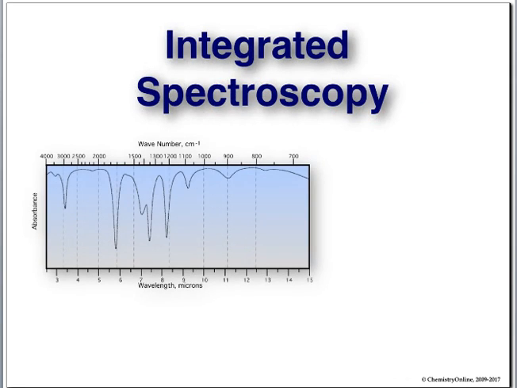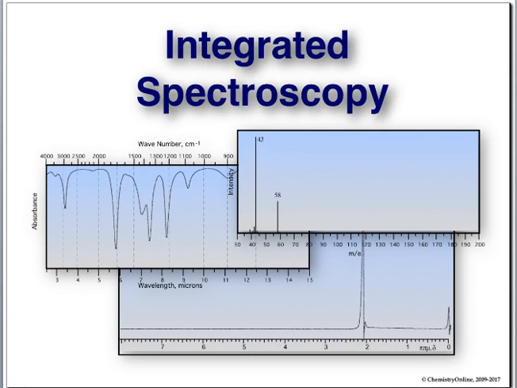All right. I like to call this integrated spectroscopy. And this is what your take-home quiz is going to look like. You're going to be given IR, NMR, C13 data, and a mass spec for a compound. You will take all of those, take the easy stuff from each of them, and come up with a structure. Let's see how it works.